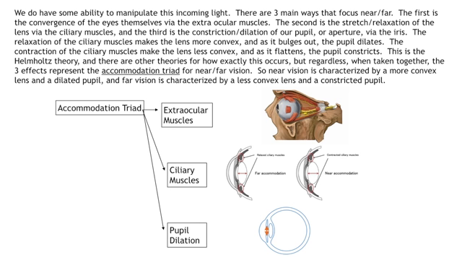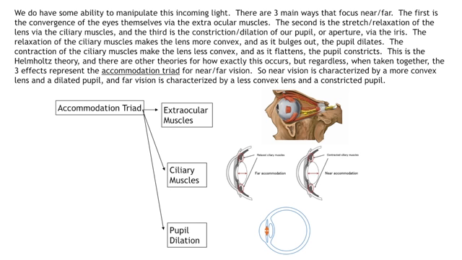The relaxation of the ciliary muscles makes the lens more convex, and as it bulges out, the pupil dilates. The contraction of the ciliary muscles makes the lens less convex, and it flattens, and the pupil constricts. This is the Helmholtz theory, and there are other theories for how exactly this occurs, but regardless, when taken together, the three effects represent the accommodation triad for near and far vision. So near vision is characterized by a more convex lens and a dilated pupil, and far vision is characterized by a less convex lens and a constricted pupil. This is called the accommodation triad.